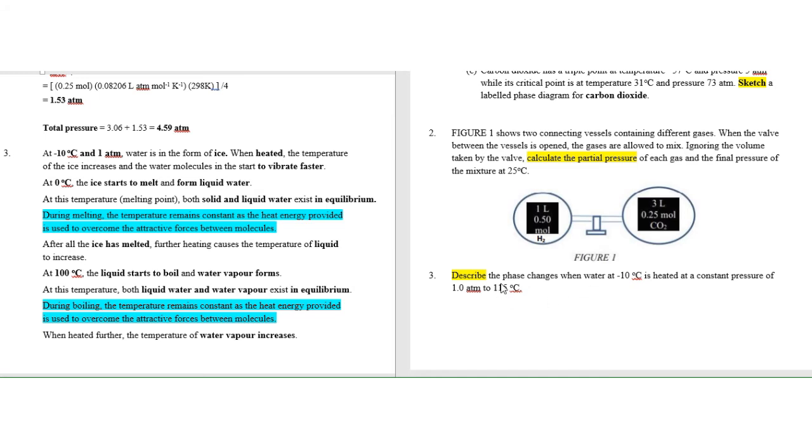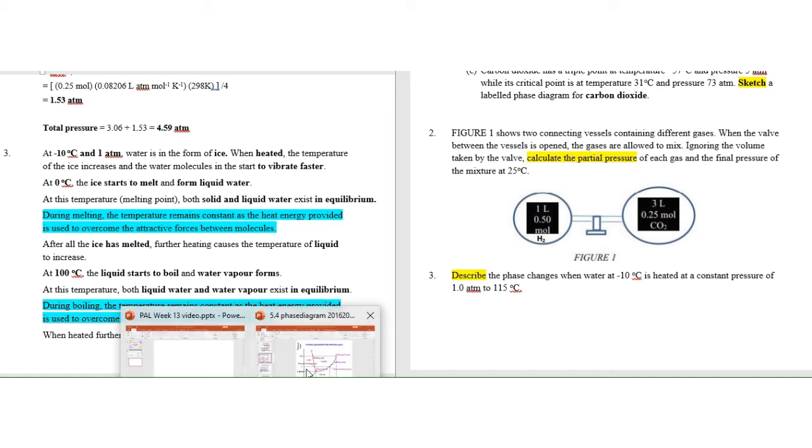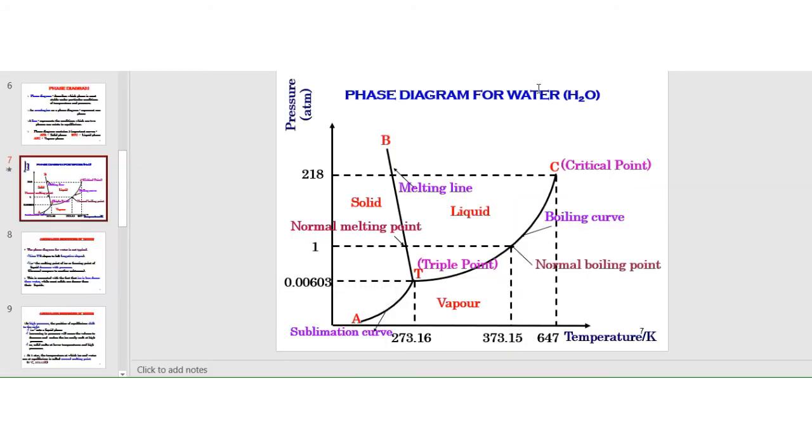Next question. Describe the phase change when water at negative 10 degrees Celsius is heated at a constant pressure of 1 atm to 115 degrees Celsius. Meaning that this phase diagram is not given but asks you to describe. Never mind, let's check the phase diagram from our lecture notes. Okay, this is the phase diagram for water.